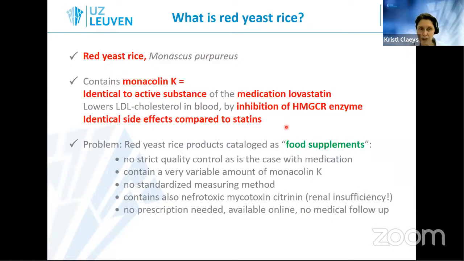Now, what is the problem with these red yeast rice products? Although they have the same content of lovastatin, so as a statin, they are not cataloged as medicines, but they are cataloged as food supplements, which means that they do not have to fulfill the very strict criteria that are valid for medication. So therefore, there is no strict quality control, as is the case with medication, as for instance, the statins. They contain a very variable amount of monacolin K. There is no standardized measuring method.